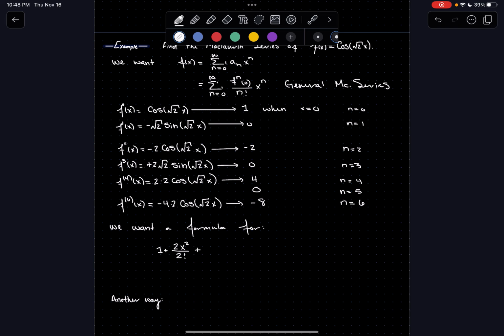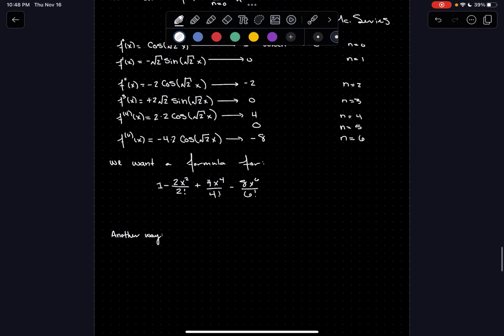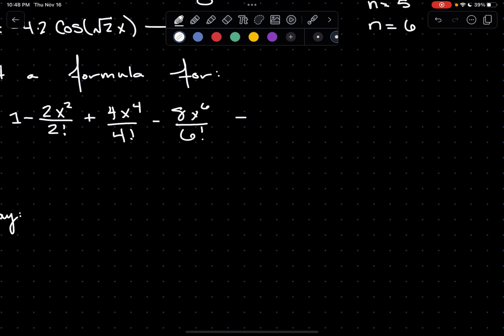And if I keep doing this, I get 4x to the 4th over 4 factorial. I'm sorry, I did a plus, but this should be a minus, right? Minus 8x to the 6th over 6 factorial, right? So let's see what's happening, right? So this ends up, it's going to be the sum from n equals 0 to infinity.